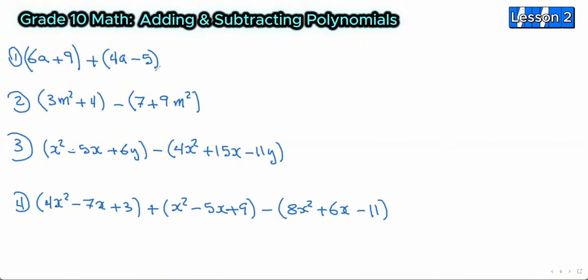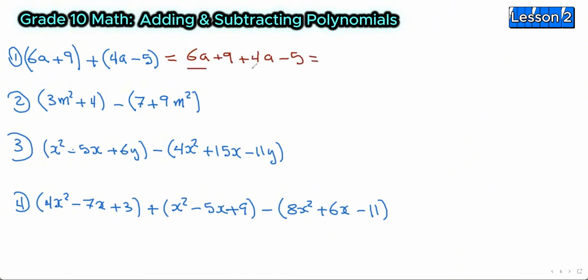And so now we're looking at binomials plus binomials and trinomials plus trinomials. So in question 1 and 2, you have binomials added, and question 3 and 4, trinomials, which means 2 terms or 3 terms. Now, if we look at the first one, because the sign between the brackets here is a plus, then those brackets here are useless. You could just get rid of them. So it becomes 6a plus 9, and then plus 4a minus 5.